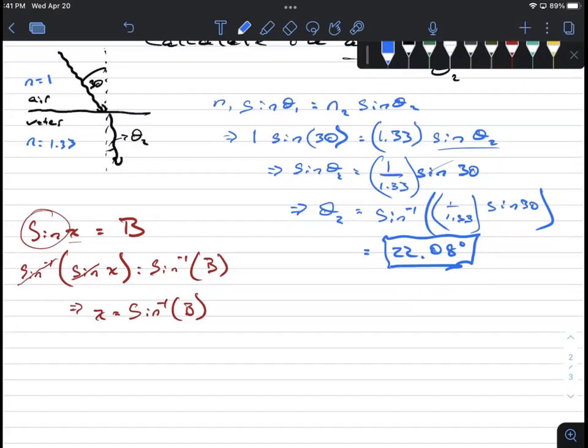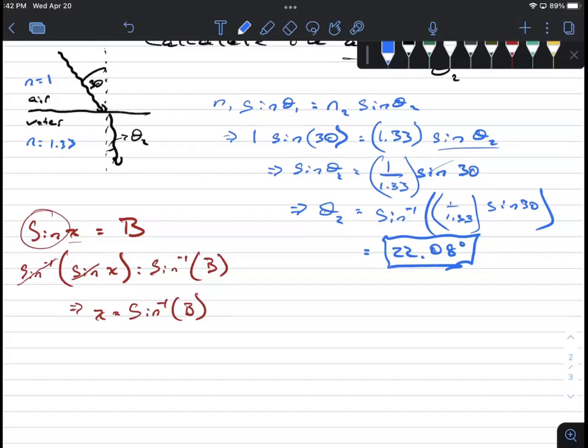Now, on the other hand, let's say we were going from water to air. So maybe you're in a swimming pool with a flashlight and you shine the light to the air outside of the pool. Well, now you're going from water, which is more dense, to air, which is less dense. Now the light will bend in the other direction. So in that case, I would expect my angle to get bigger.